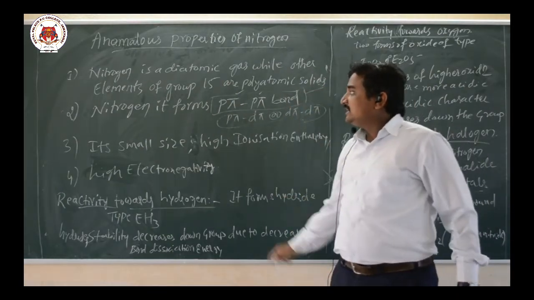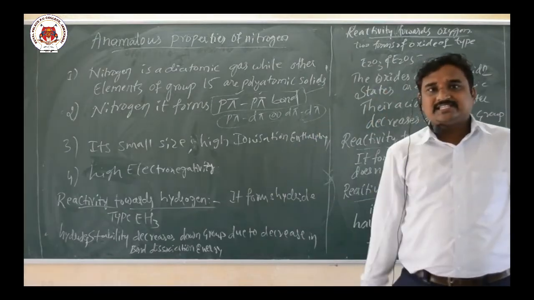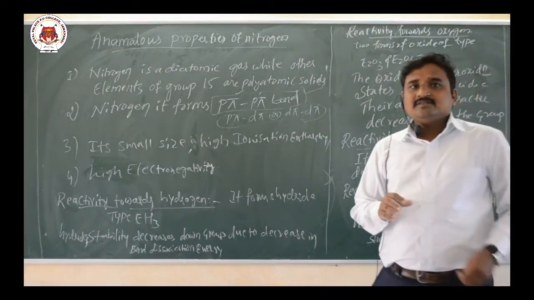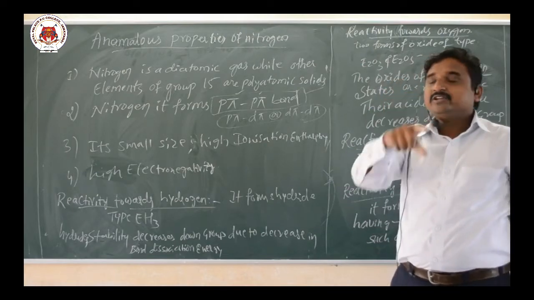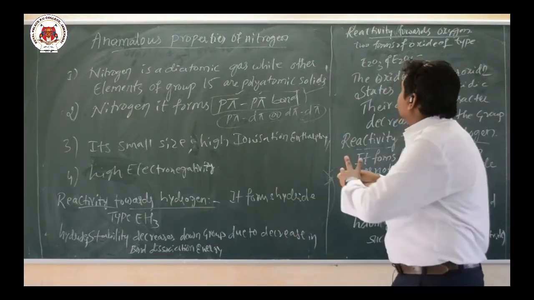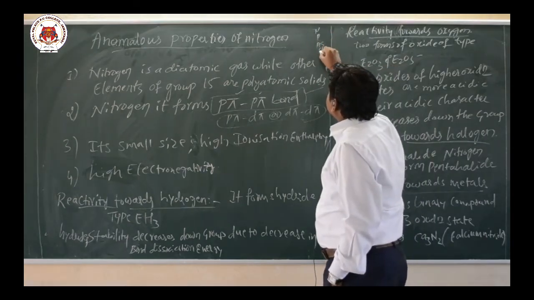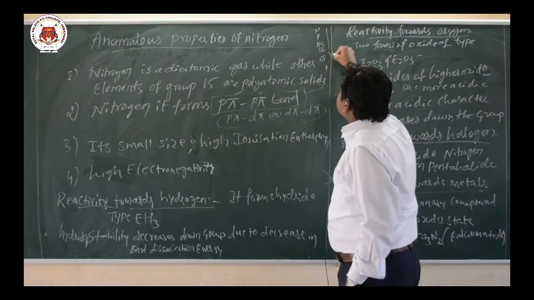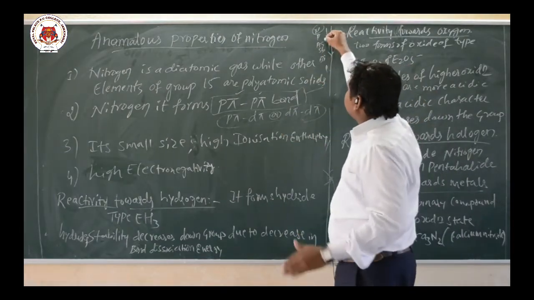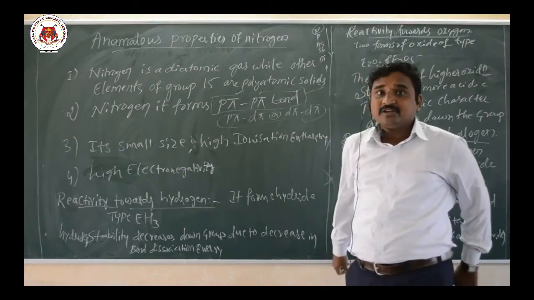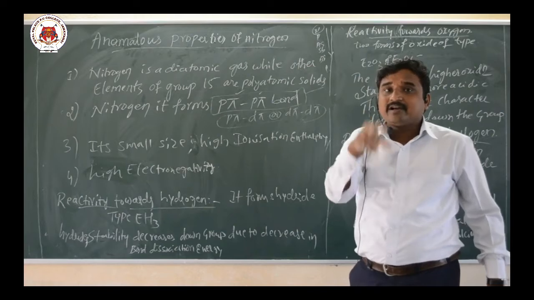The next property is its very small size. Already we know that down the group the size of the atom increases. That means nitrogen, which is present at the top, then phosphorus, arsenic, antimony and bismuth. Nitrogen is a very small atom compared to these elements, because down the group the size of the atom increases.